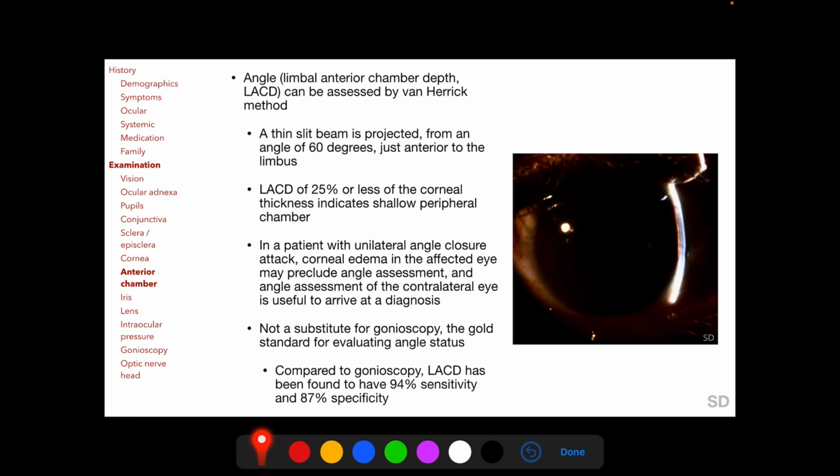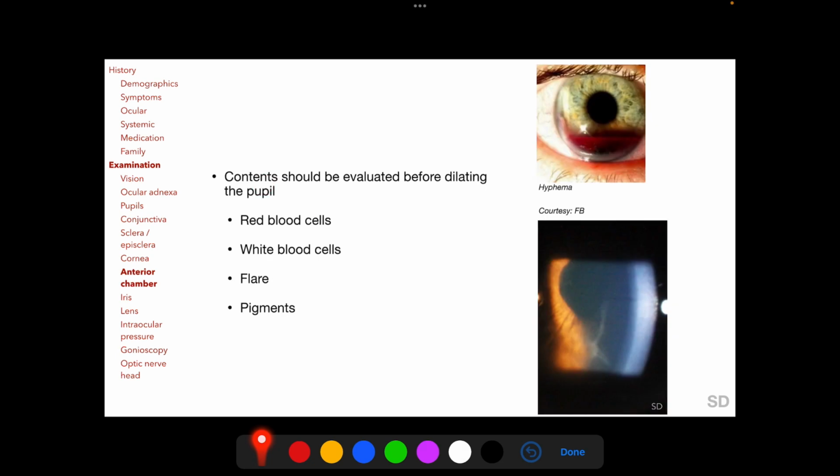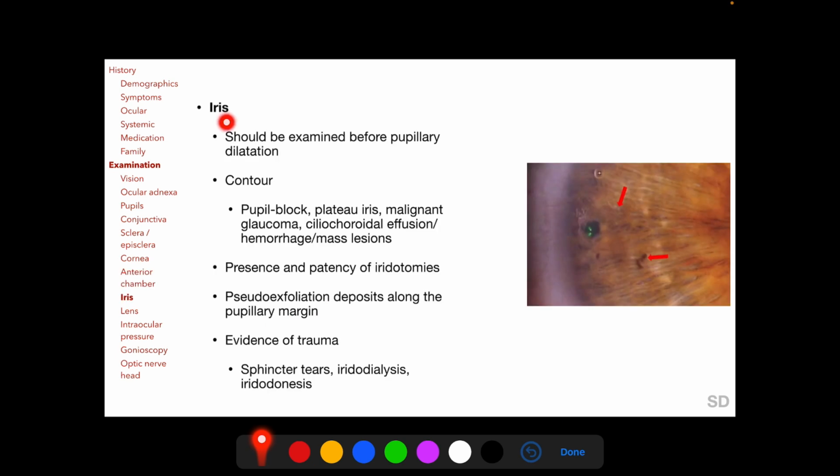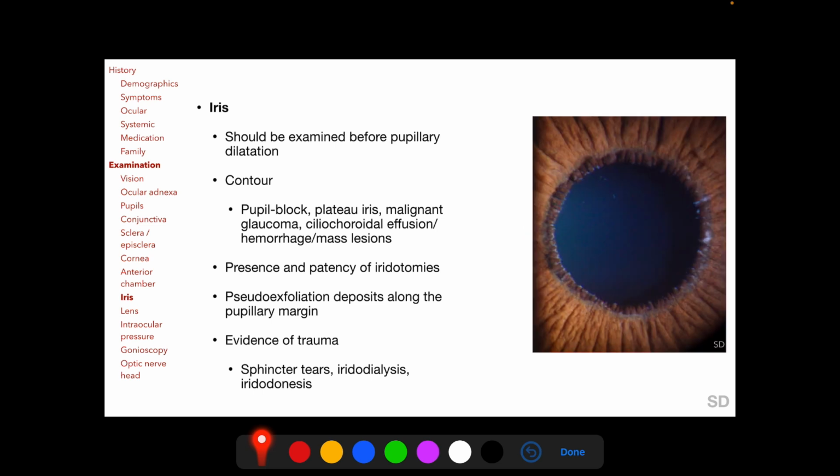determining the angle status. Contents of the anterior chamber should be evaluated before dilating the pupil, and these may be red blood cells as seen in this photograph, white blood cells and flare as seen here in this photograph, or pigments. The iris must be examined before pupillary dilatation, and as we have discussed, contour of the iris helps us in distinguishing between the various types of glaucoma. Patency of iridotomies, if present, is noted, and deposits along the pupillary margin can be found in patients with pseudoexfoliation syndrome, as seen here in this clinical photograph.